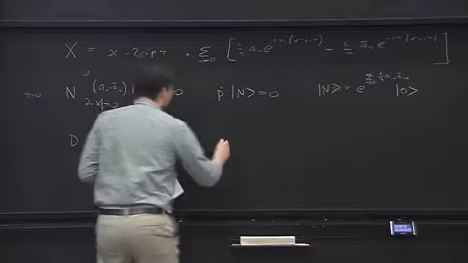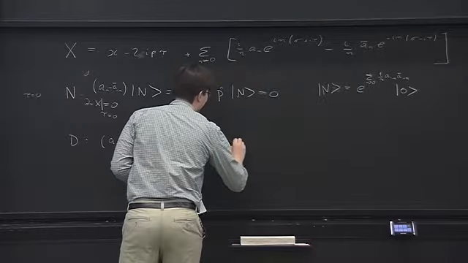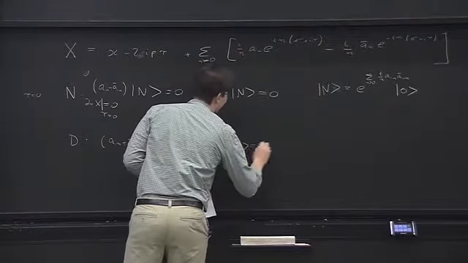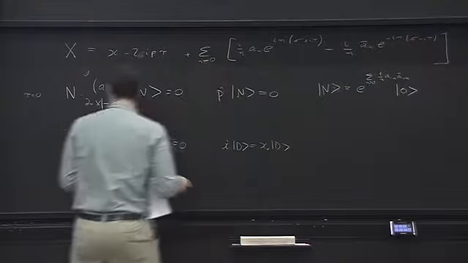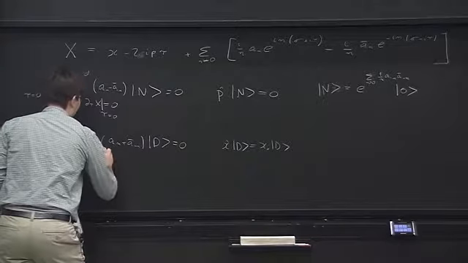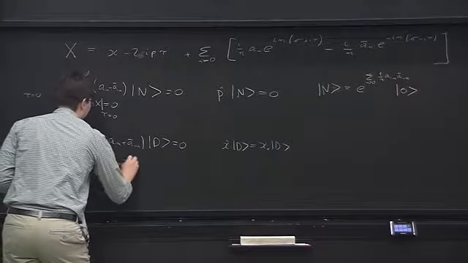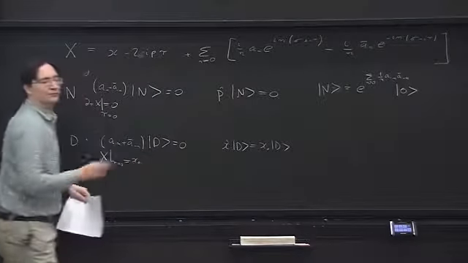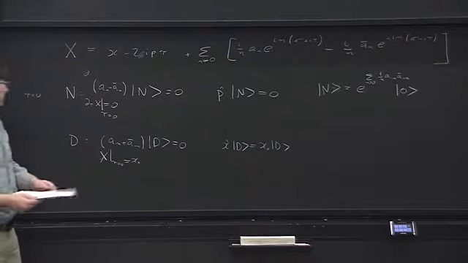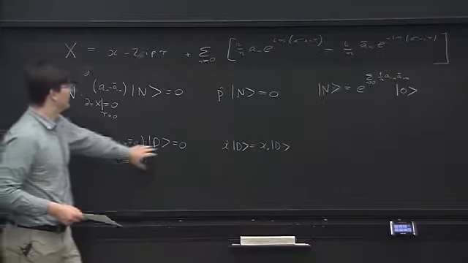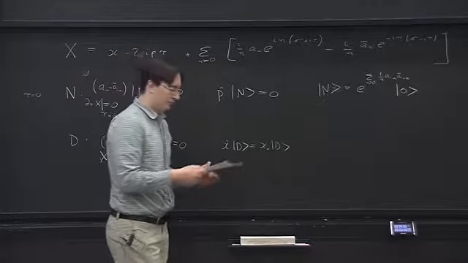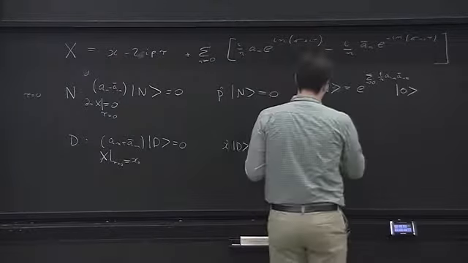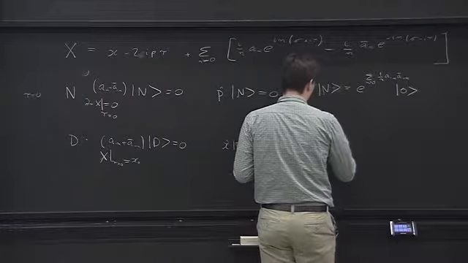Of course, I also need to impose that X acting on the state is X naught. So I'm trying to impose that X at tau equal to 0 equals X naught. Again, if we re-expand this constraint, then I get this. So again, it's relatively simple to solve these constraints.